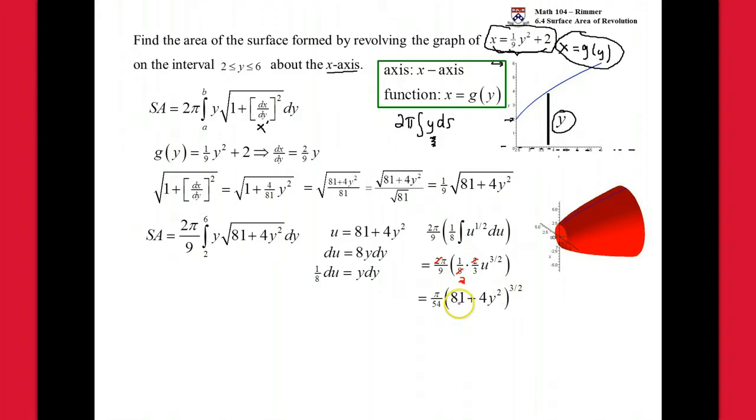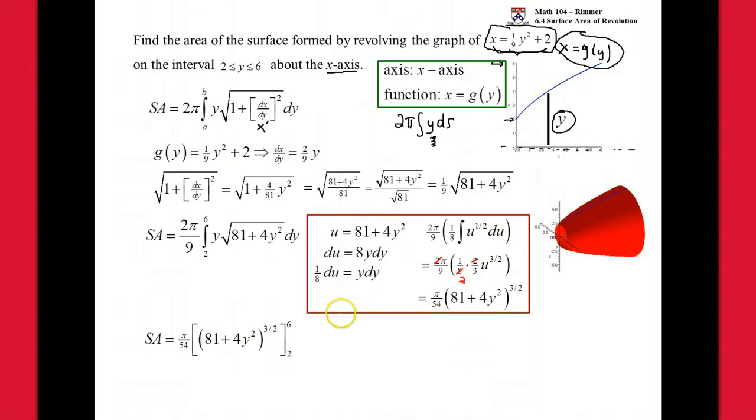And then we integrate that. We evaluate that. We found the antiderivative now. We just need to evaluate it at 2 and at 6. We plug a 6 in. 6 squared is 36. 36 times 4. And then we add on 81. And we get 225. Just leave it, although it is a perfect square, just leave it 225 to the 3/2.